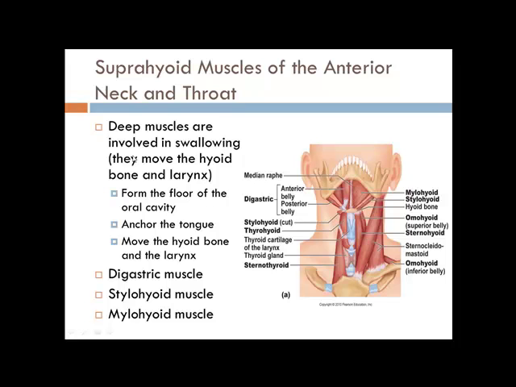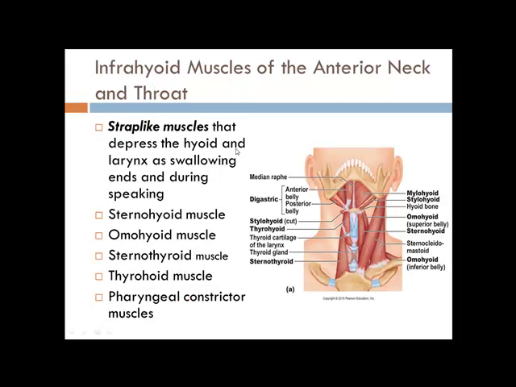Okay, so these deep muscles of the anterior cervical spine or anterior neck and throat, the big thing for these is that they're going to help with flexion, but even more importantly, they're going to help with swallowing. So we said our hyoid bone acts as an anchor for all these muscles, and it assists in the swallowing action.